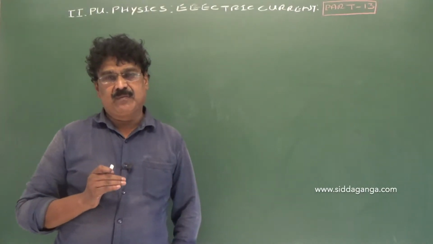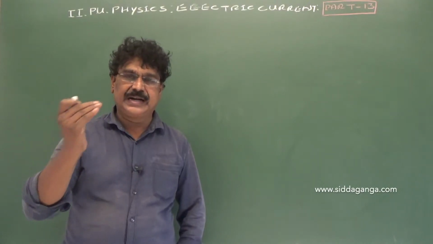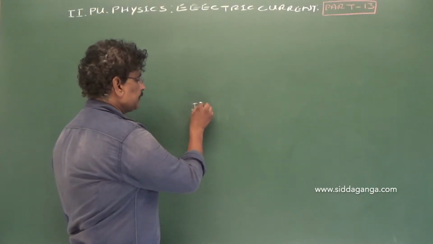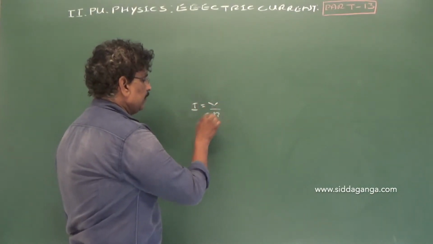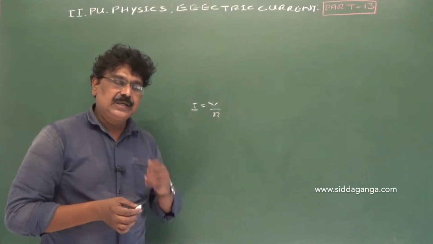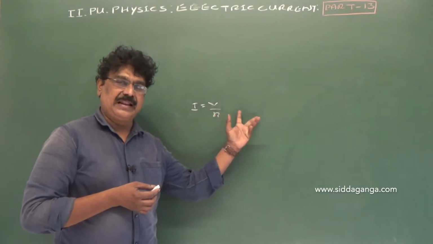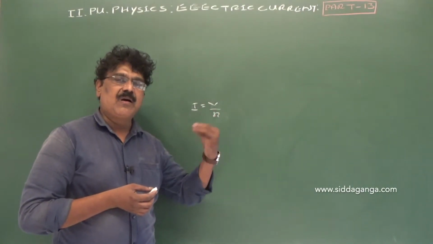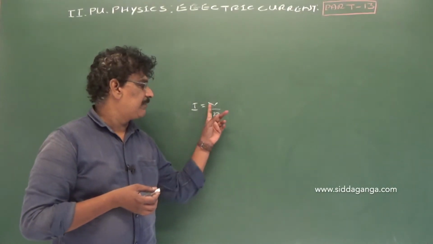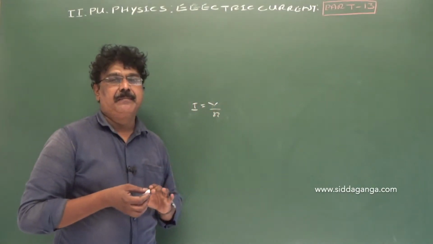Now, so far from Ohm's law, we know how to calculate the current flowing through a conductor. That is, I is equal to V by R, where V is potential difference and R is resistance. So far we have considered either a conductor or a resistor or a combination of resistors to which potential difference V is applied, and we can calculate the current.